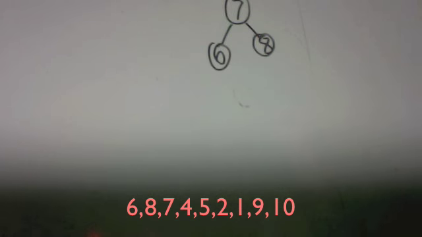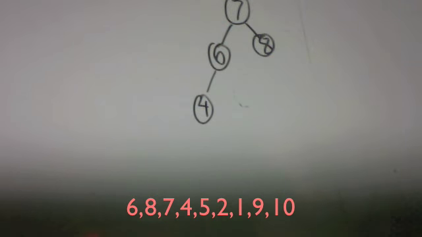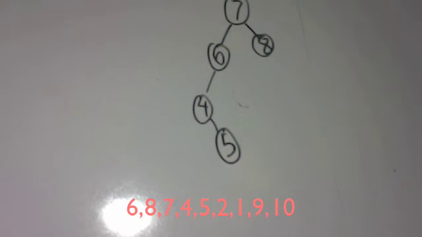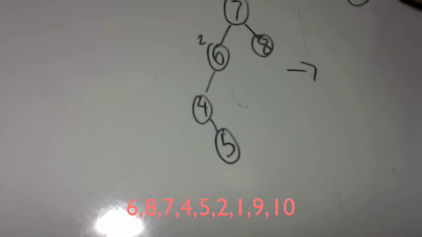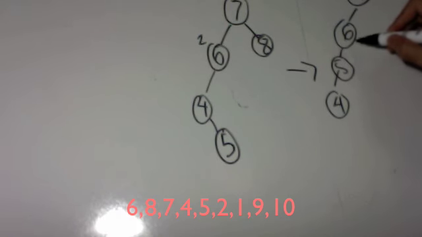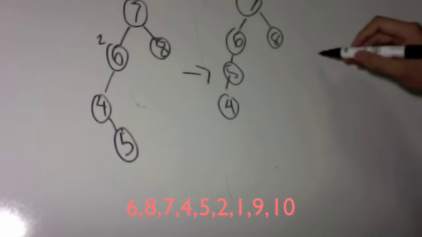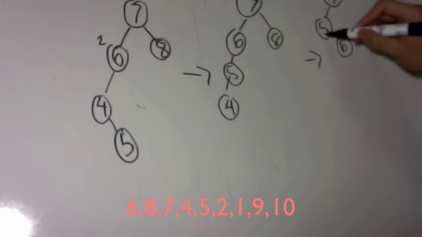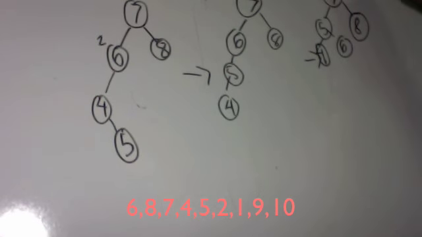We then move on to the next number, which is 4. Since 4 is less than 6, we put it to the left of 6. The next number is 5. 5 is greater than 4, so we put 5 at the right of 4. Again, the balance factor of 6 is 2. So we have to rotate at 6. Now our binary tree's balance factor is 1, which is okay.